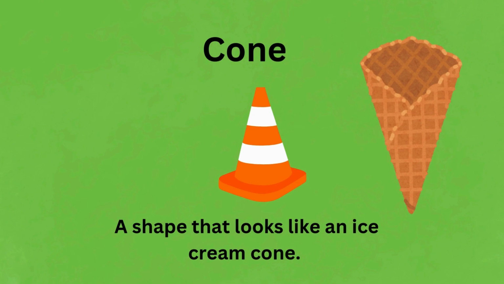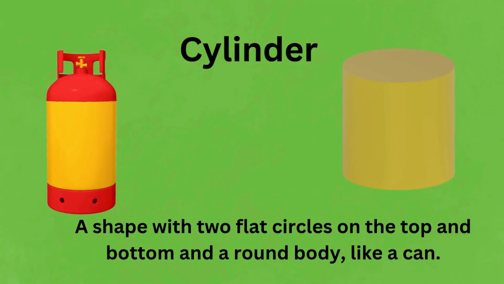Cone. A shape that looks like an ice cream cone. Cylinder. A shape with 2 flat circles on the top and bottom and a round body, like a can.